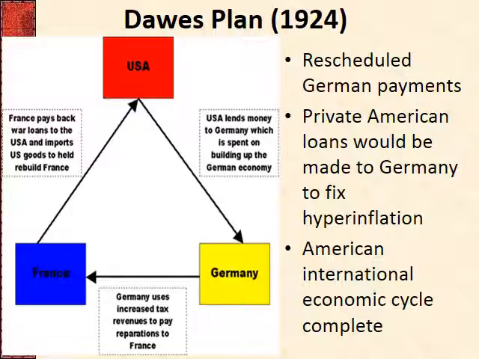So this is fixed, finally, by the United States in something called the Dawes Plan in 1924. And we've already looked at a similar graphic organizer. But under the Dawes Plan, it reschedules German payments. So they're not forgiven for their debt. It just postpones it. Their payments are required to be much lower. And as part of this, Wall Street would make loans to Germany and stop this hyperinflation.